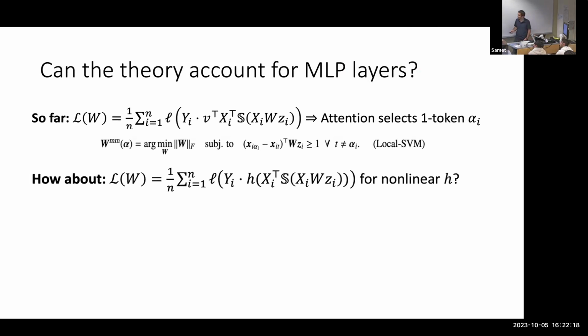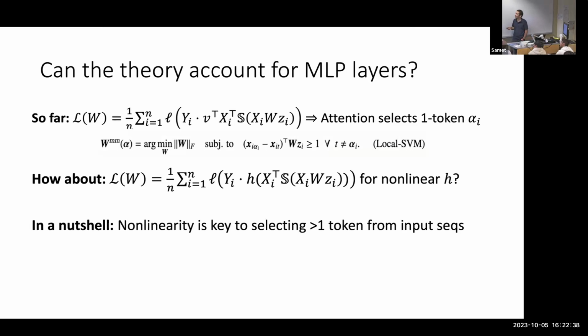But what if we look at this scenario, where there is a nonlinear head H, and now what will happen? In other words, is this SVM discussion restricted to this clean linear setting, or can it account for nonlinearities? I will not get into details, but we have lemmas and theorems saying that if H is convex or concave but not linear, then as you modify H to be more convex, for instance, or more concave, the problem probably selects more and more tokens.